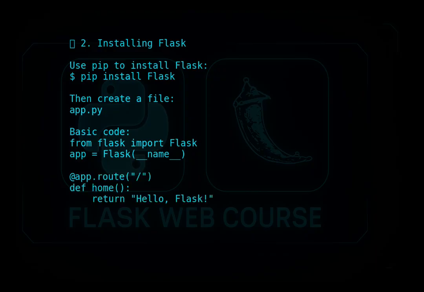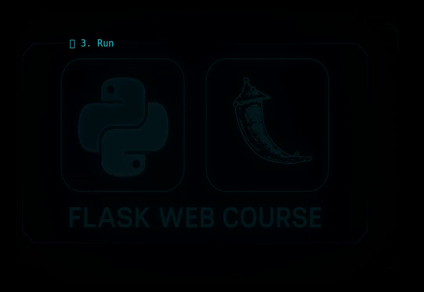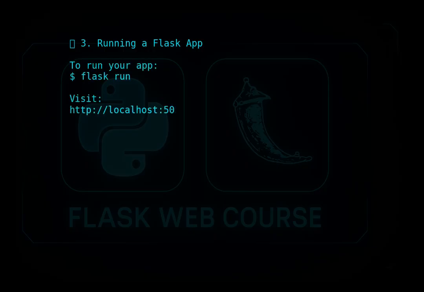To run the application, type flask run in your terminal. Flask will start a development server on your local machine, usually on port 5000. You can now open the browser and view your app at localhost:5000.